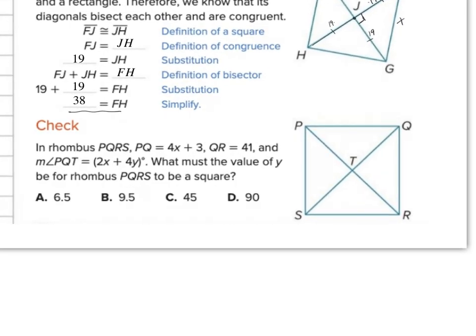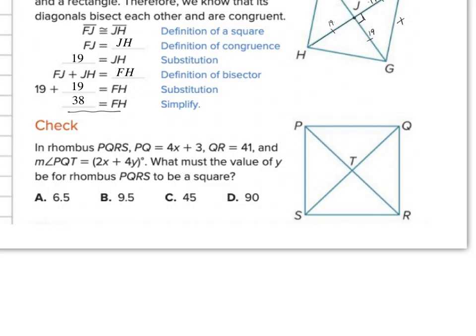All right, so this rhombus, let's see here, PQRS. PQ is 4x plus 3, QR is 41. Remember, I know that these sides are all congruent. And then PQT, this angle right here, is 2x plus 4y.